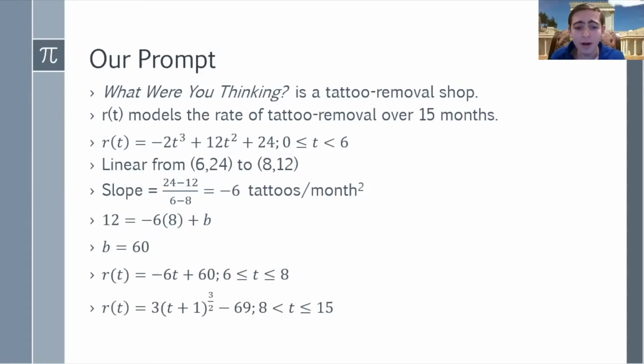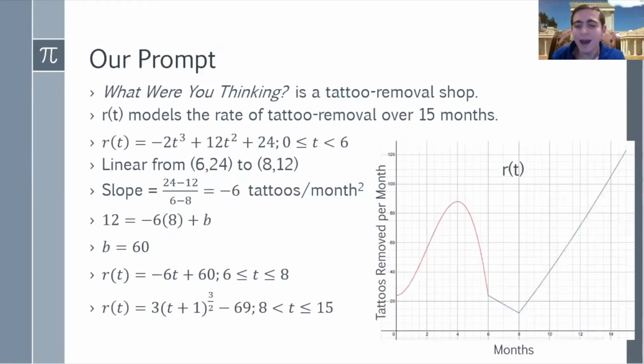And then for T greater than 8 but less than or equal to 15, R of T is going to be 3 times the quantity T plus 1 to the 3/2, minus 69. And here's our graph for your convenience.